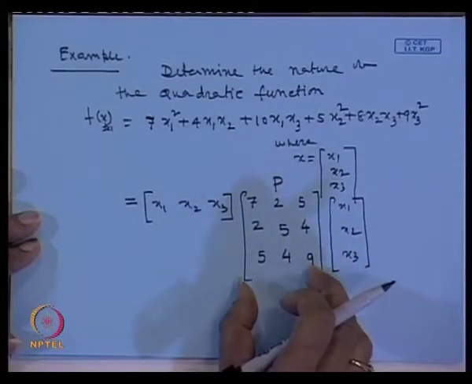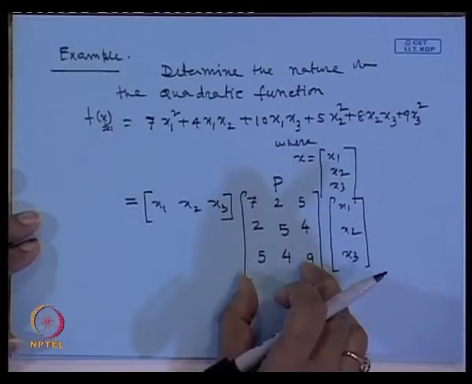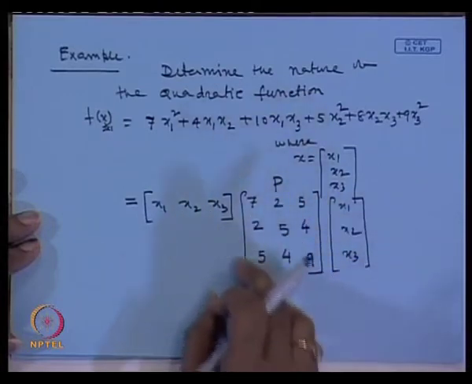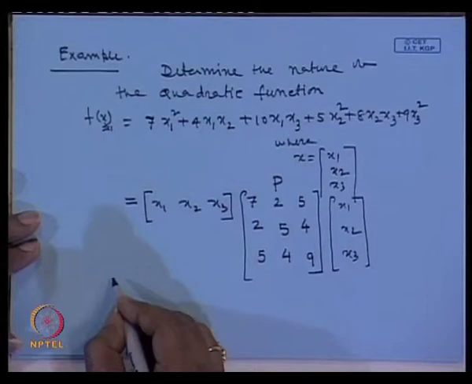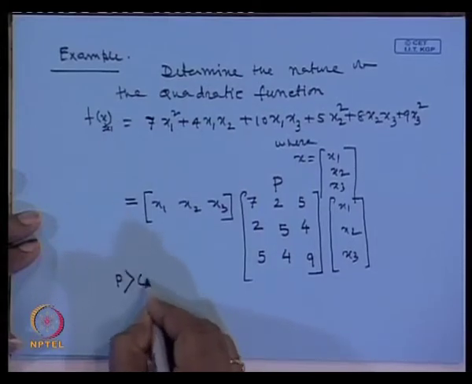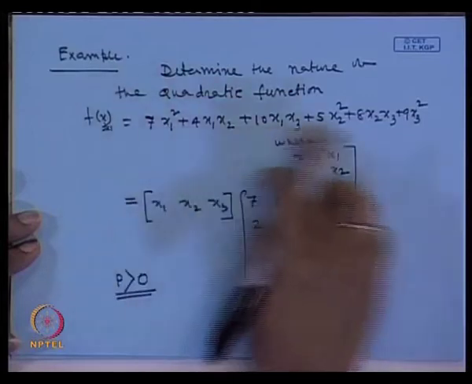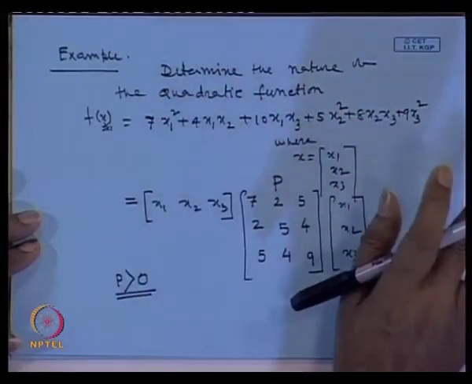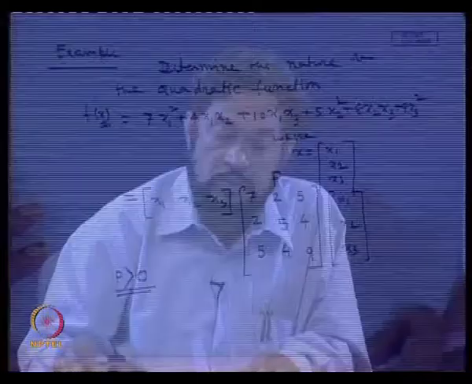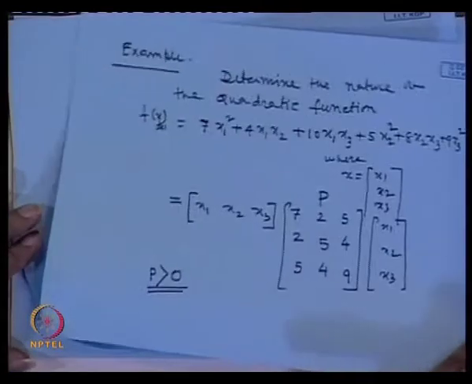So, this is our P matrix and this P matrix is a symmetric matrix. So, if P is symmetric and you can show that P is a positive definite matrix, meaning P greater than 0, then this function value is always greater than 0 for all values of x except when x is the null vector. So, let us say by using the Sylvester criteria, then what do you have to find out?